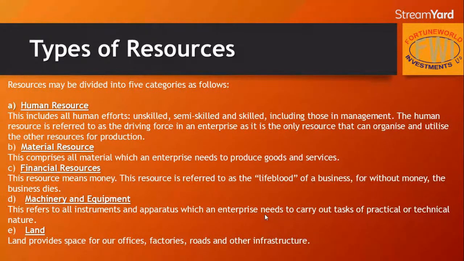So the resources are actually divided into 5 categories. The first one is the human resource. Here we are talking about people, those people who are going to be actively involved in your business. These are the people who will be working. So this includes all human efforts.